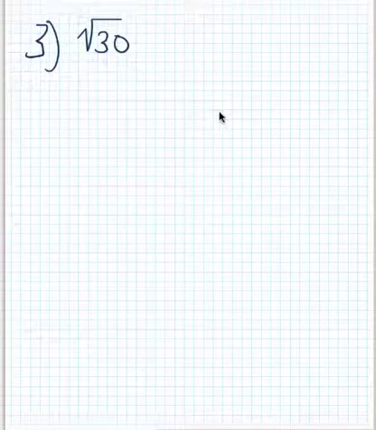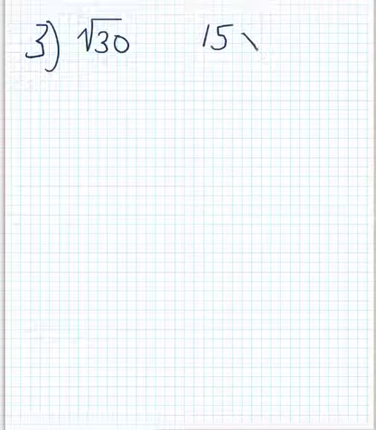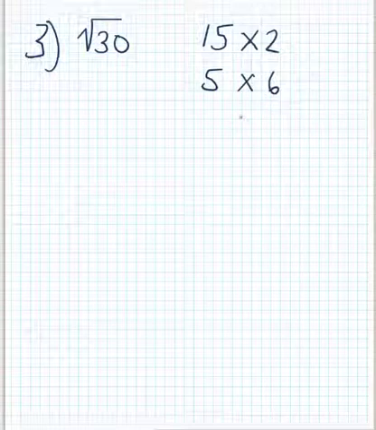All right, square root of 30. Now, let's think of factors where we have one of them being a perfect square. Well, I know that 15 times 2 is 30. I know that 5 times 6 is 30. 30 times 1 is 30, but we know that the 1 can't change anything. And it looks like that's all I have.